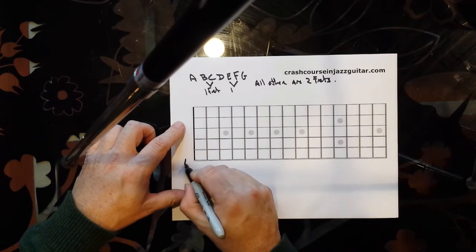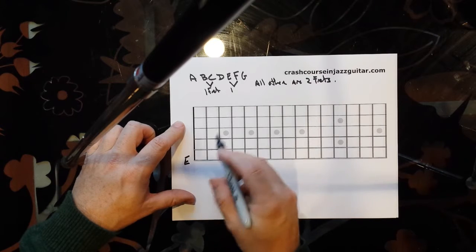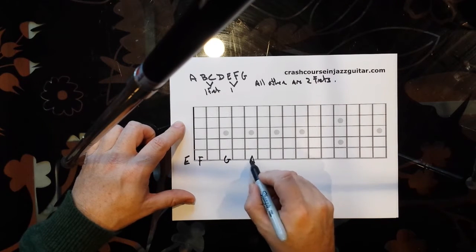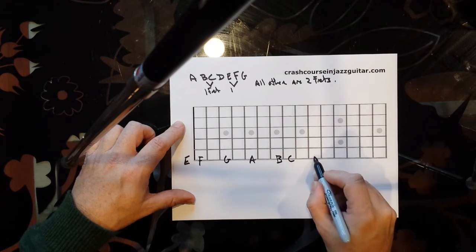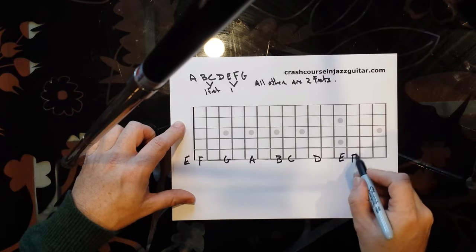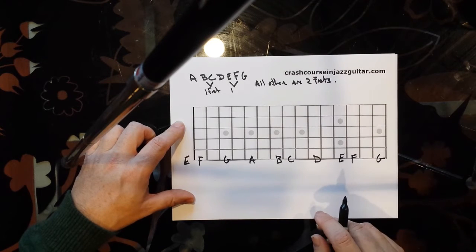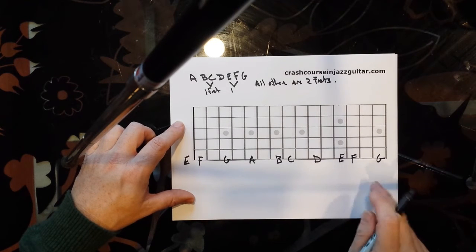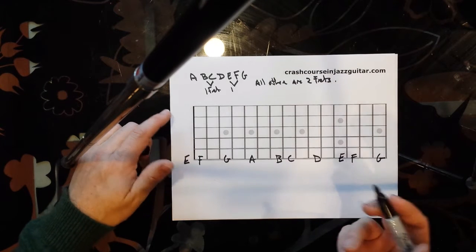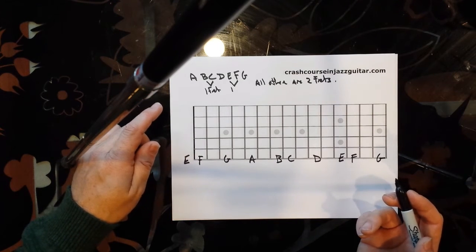Okay, so this is your E string. All right, E to F, that means F is here because it's 1 fret. G, A, B, C, D, E. Starts over, here's 12th fret, F, G, okay? So again, if I'm moving too fast, it means you didn't watch the other video, so go back and watch that, okay? Really simple.